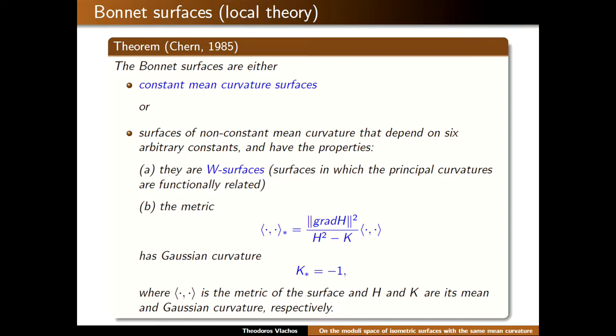There is a result due to Chern, which describes locally the Bonnet surfaces, the exceptions to the Bonnet problem. Either they are CMC surfaces with constant mean curvature, or surfaces of non-constant mean curvature that depend on 6 parameters and have the following properties. They are Weingarten surfaces, meaning that there is a relationship between the Gauss curvature and the mean curvature. This conformal metric has Gaussian curvature which is constant, equal to -1.